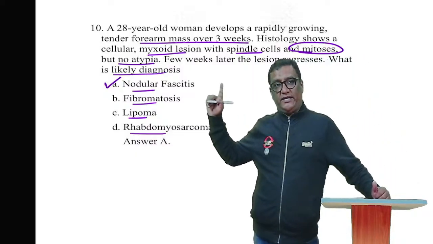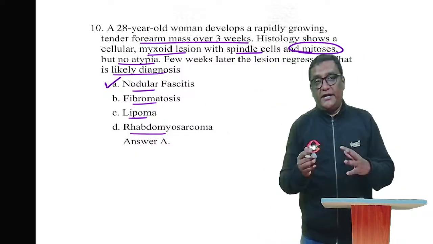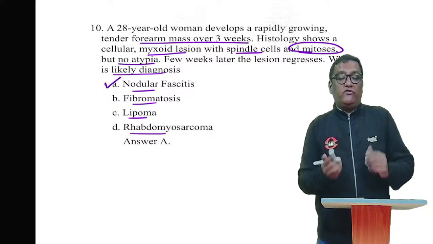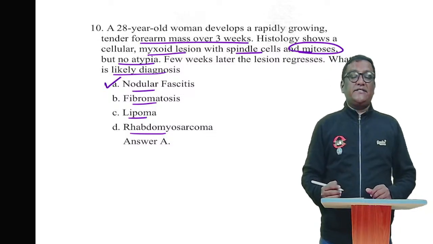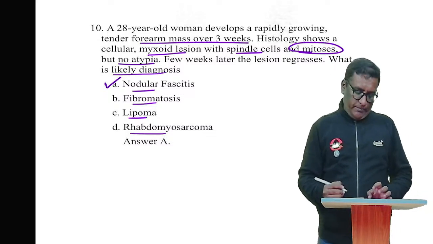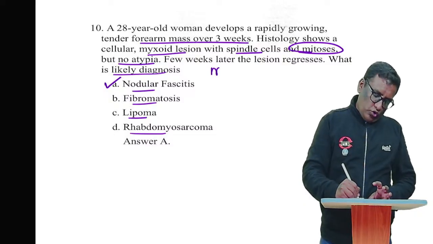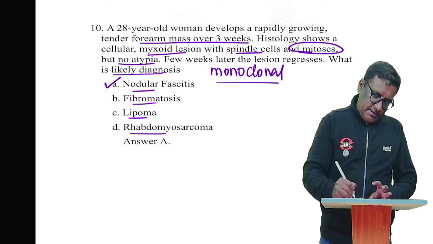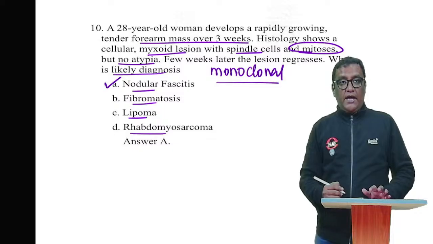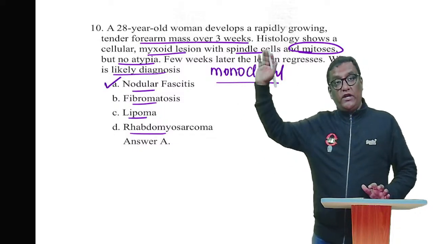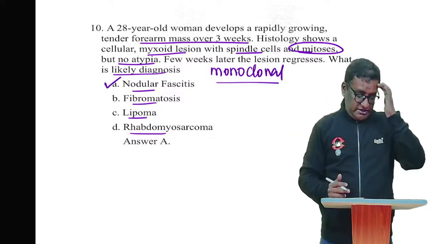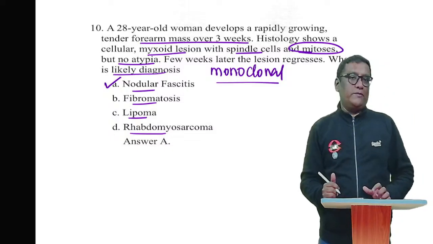Nodular fasciitis for very long was considered as an inflammatory condition. That's why we are using the word fasciitis. But it is now considered as a neoplastic because these are monoclonal cells. That is why it is a neoplastic, but it is considered as benign neoplasm. And usually nodular fasciitis will regress. Few weeks later, the lesion is regressing on its own.